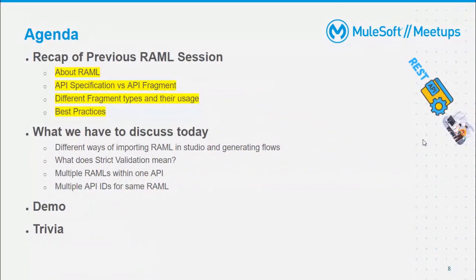So let's move to our agenda for today. As Giri has already mentioned, we took a session on RAML in October, so we'll have a small recap. This is a continuation of that one, where earlier we discussed how we create RAML, what the differences between specification and fragment are, what the different fragment types are, how we can use them in our specification, and what the best practices are. Today our topic will be how to create a REST API using those RAMLs: the different ways of importing the RAML in Studio, what strict validation is and why it is useful, and whether we can have more than one RAML in a single API, or more than one ID for a single RAML. We'll discuss all of those.